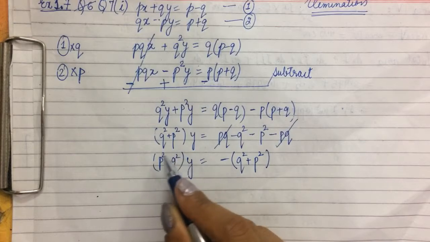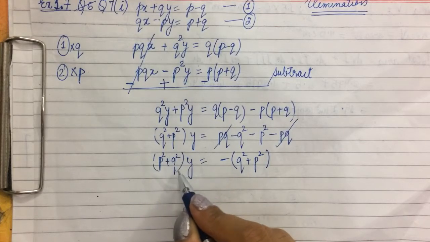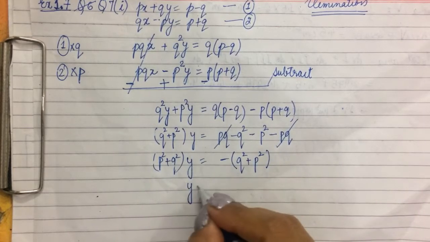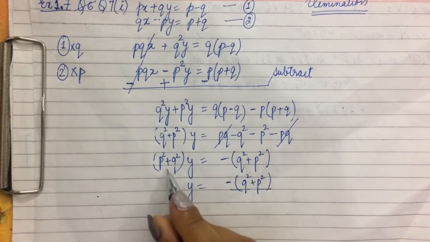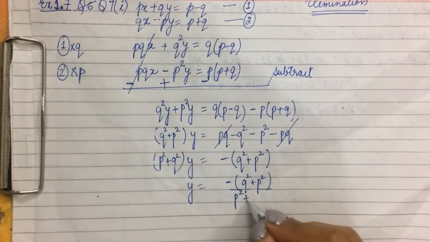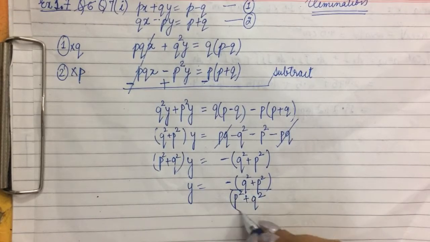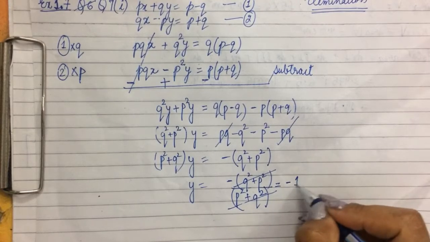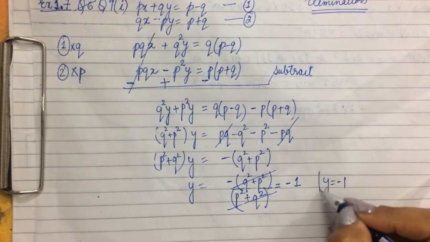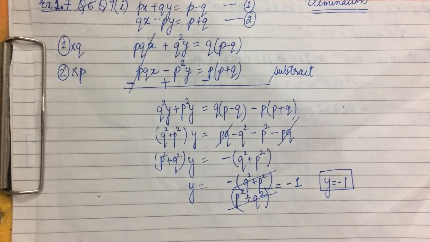This binomial is being multiplied with y. This will be transposed to the right hand side and it will be divided over here. Both the binomials get cancelled. I'm left with minus 1. So the value of y comes out to be minus 1.